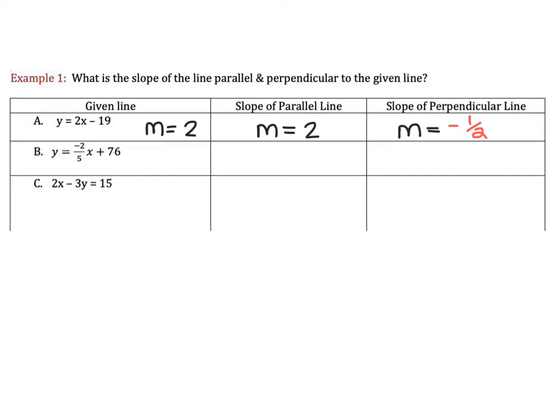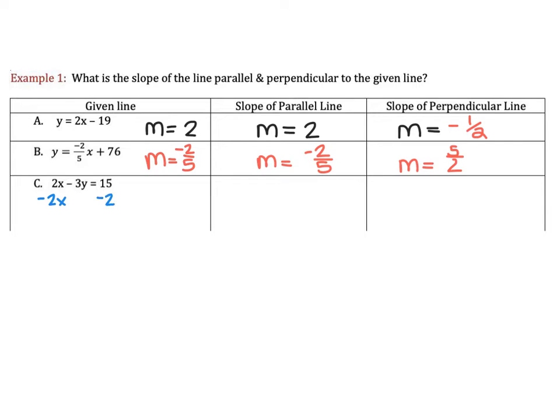In the second one, first of all, let's identify the slope. And right here, the coefficient on x is -2/5. So that's our given slope of -2/5. So the slope of any parallel line needs to be identical. So it would also be -2/5. And for perpendicular, it switches to positive and does a backflip. So +5/2.